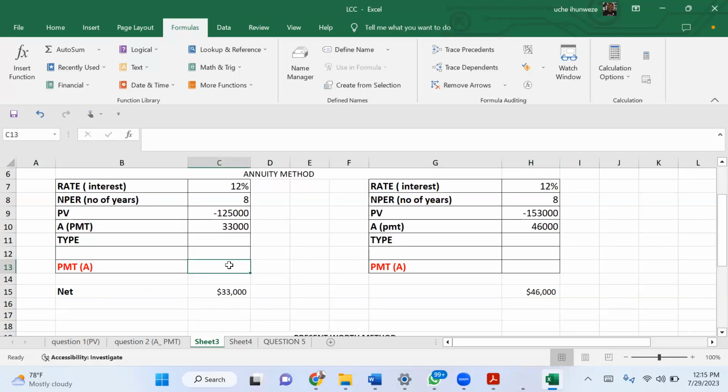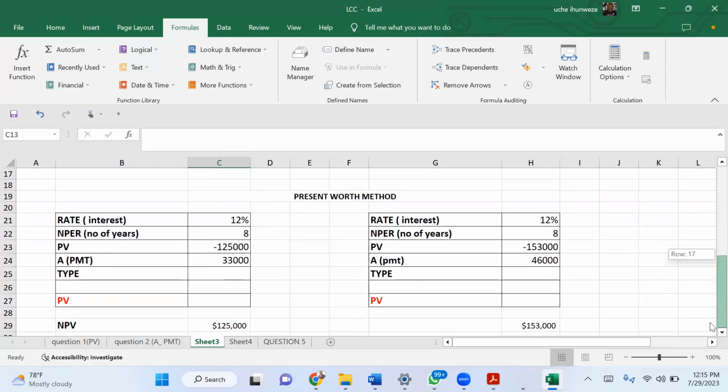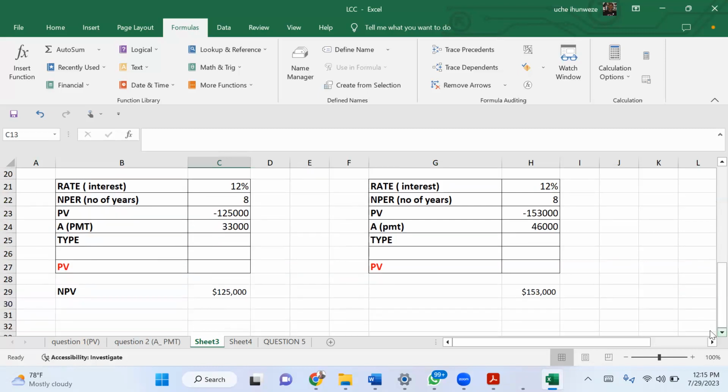I can also try to get the PMT of this present value. Or I can also try to get the present value. This is the one we did. This is the one we did now. But there are 2 ways to do it.